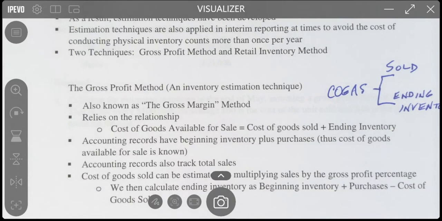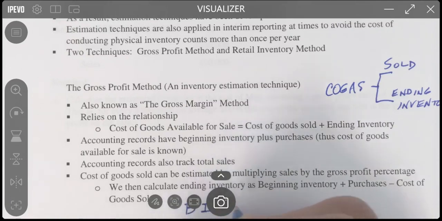Accounting records have beginning inventory, and they have the purchases. Thus, cost of goods available for sale is a known quantity. Of course, accounting records also track total sales. So cost of goods sold can be estimated by multiplying those total sales that we track by the gross profit percentage. We then calculate ending inventory as beginning inventory, known, plus the purchases, known, minus the cost of goods sold.